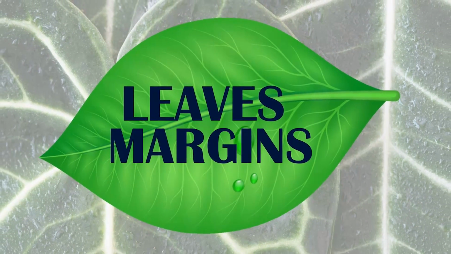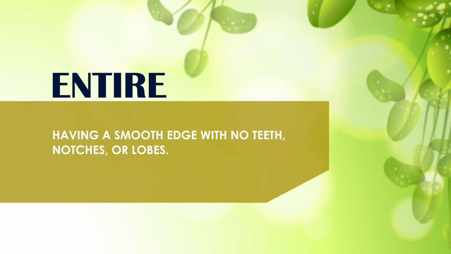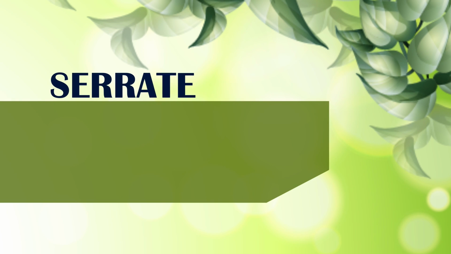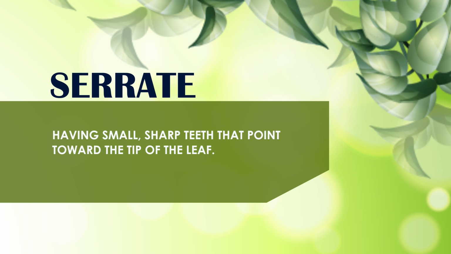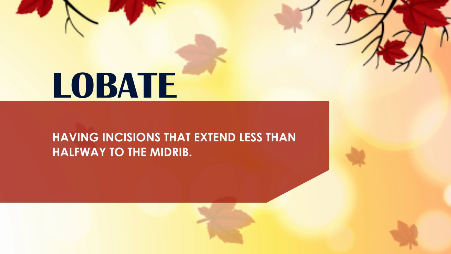that the leaf margin is of different kinds. The first one is entire, which has a smooth edge with no teeth, notches or lobes. The second type is of serrate type, which has small sharp teeth that point towards the tip of the leaf. The third kind is of lobate, or we can say lobed type, having incisions that extend less than halfway of the midrib. So delivering the concept of the leaf margin first and then going for the examples or application.